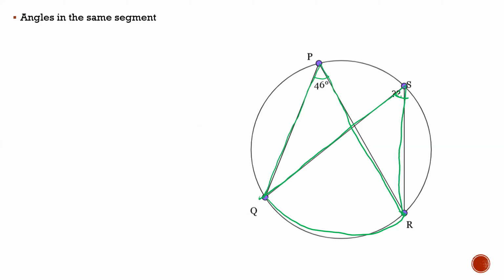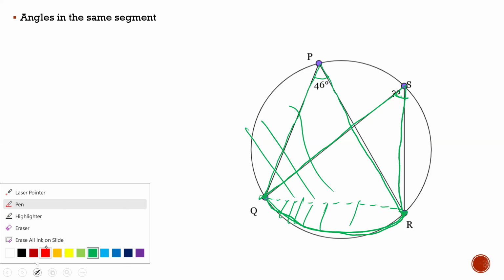And then if you draw an imaginary line here, they're in the same segment. This is the minor segment, and both of them are in the major segment. They're equal. This is the angles in the same segment theorem. They are subtended by the same arc, the same points. They're just touching at different parts of the circumference.